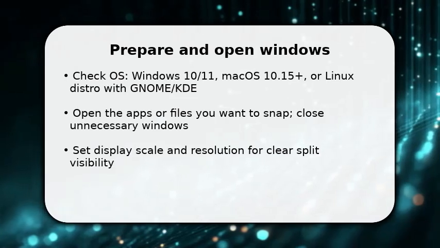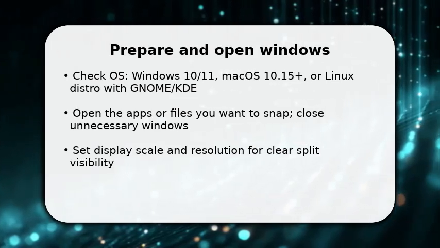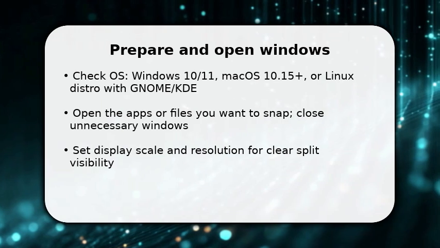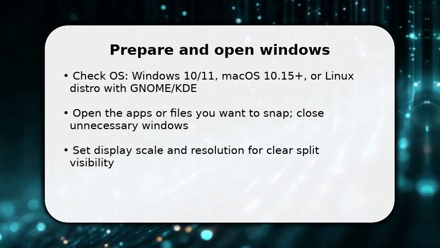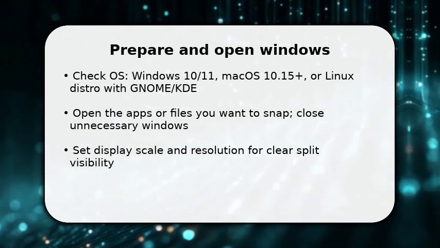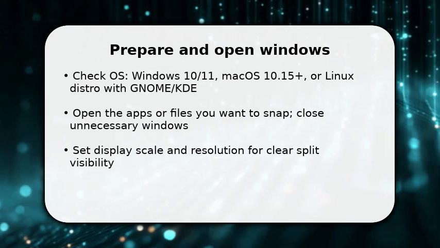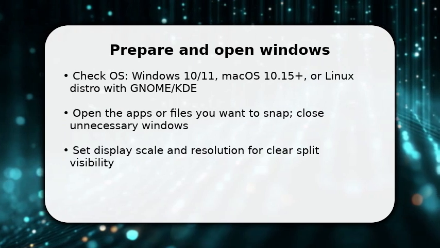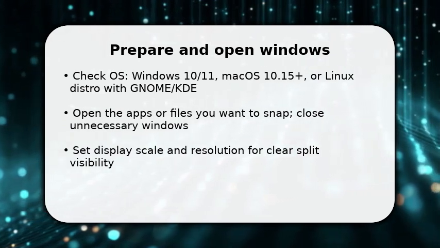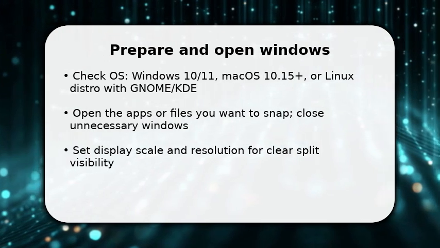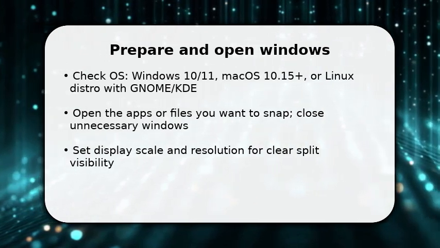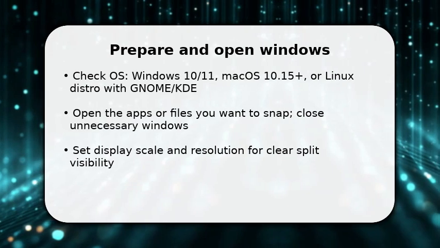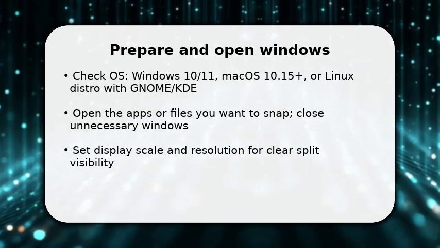You start by confirming your operating system and reducing clutter so you can focus. Open the 2 or 3 apps you will use for the split. Make sure none are minimized. On Windows, use the task view to see active windows. On Mac OS, place apps in separate spaces if needed. Once done, verify display resolution and scaling so both sides remain readable. This prevents layout shifts when you snap windows and saves time in the next step.